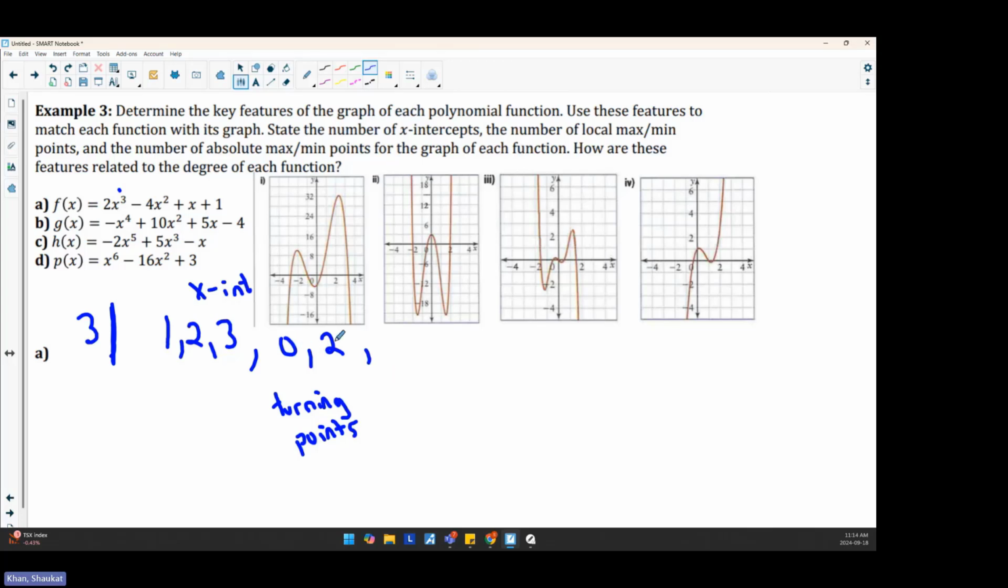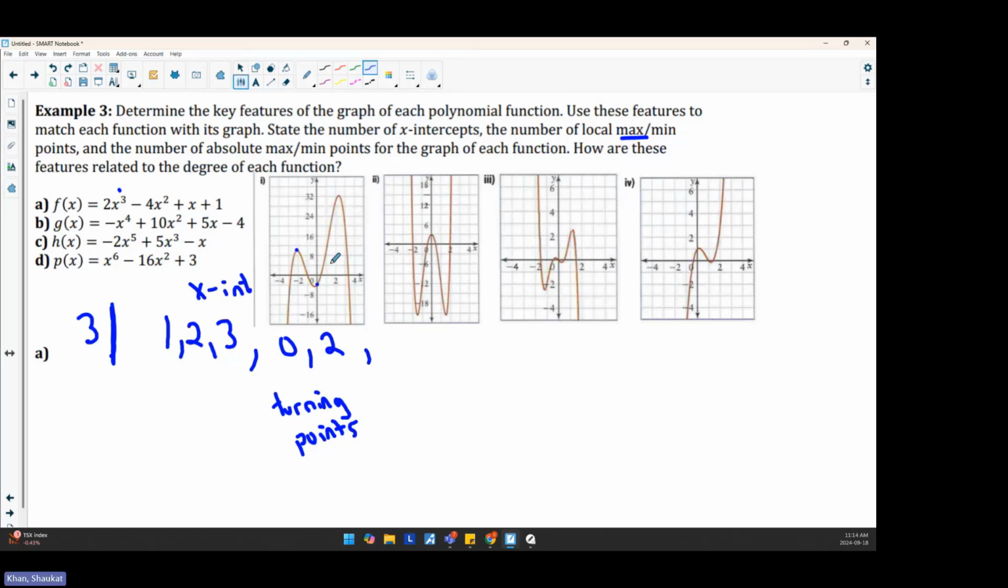Anything lower than that is even. So if you have 0 or 2 turning points, that means that is also your local max or min. Remember, turning points are the amount of local max or min. So we can have either 2 local max or mins, or 0. Let's see if we can figure that out.